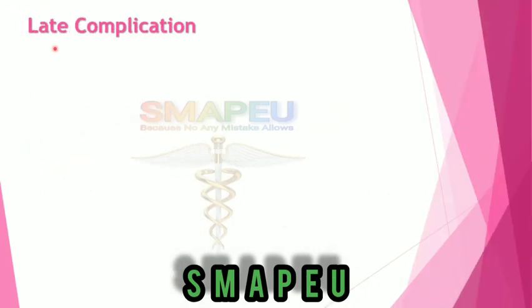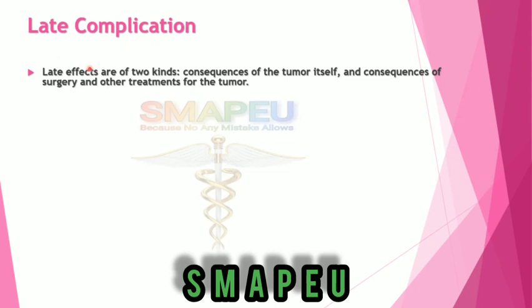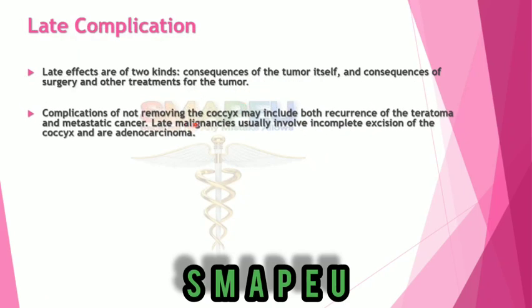The late complications of sacrococcygeal teratoma. Late effects are of two kinds: consequences of the tumor itself, and consequences of surgery and other treatment for the tumor. Complications of not removing the coccyx may include both recurrence of teratoma and metastatic cancer. Late malignancy usually involves incomplete excision of the coccyx and is adenocarcinoma.